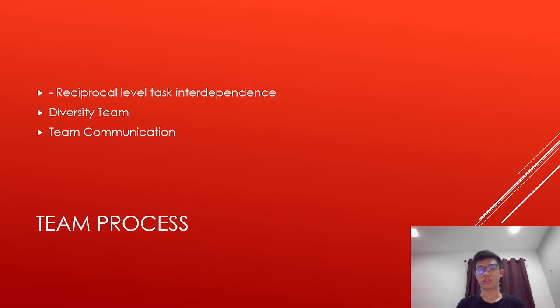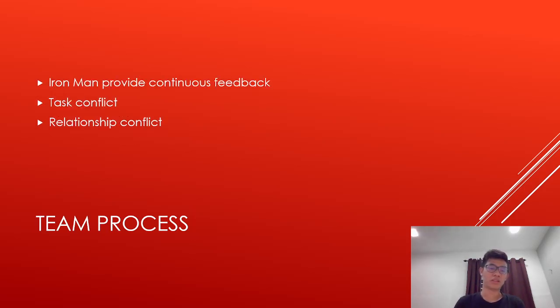The obstacle for a diverse team is that team communication takes a lot of time. Iron Man did a good thing here: he is very good at team communication by continuously giving feedback to the team and telling them what they should be doing for the next step. Iron Man also provides continuous feedback in many situations, based on task conflict and relationship conflict.